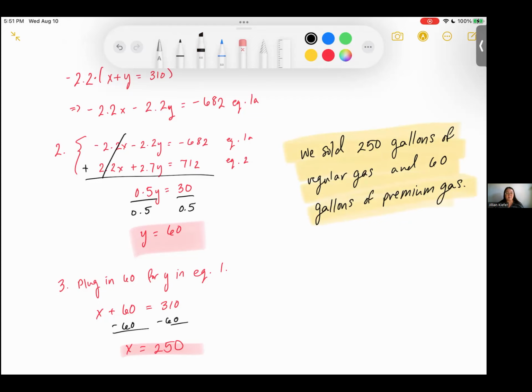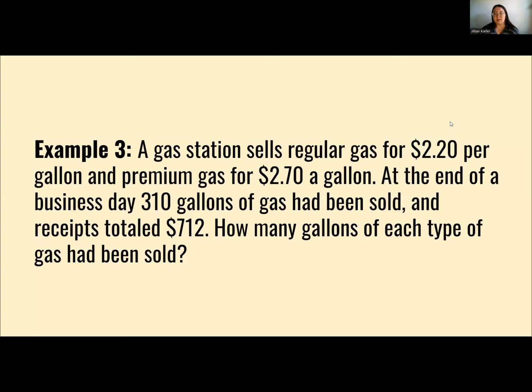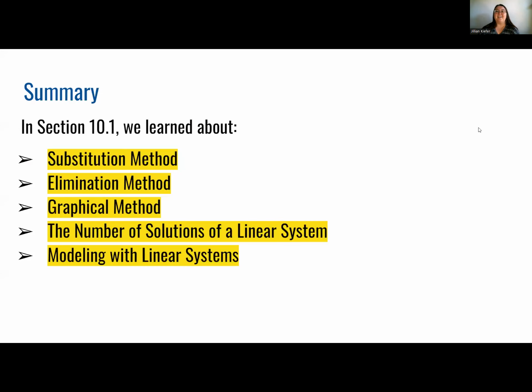So, all right, that would be how you would go about attempting a kind of real life application problem and turning it into a system of equations and then actually solving that system of equations. So, all right, let's go ahead and head back over to our lecture. All right, we just wrapped up example 3, which finishes out our section 10.1. So here's our summary. In section 10.1, we learned about the substitution method, the elimination method, the graphical method, the number of solutions of a linear system, and finally, modeling with linear systems. So, all right, that finishes up section 10.1, and I'll see you in the next section.